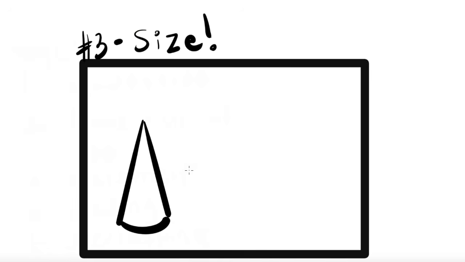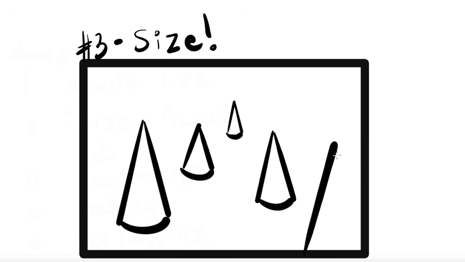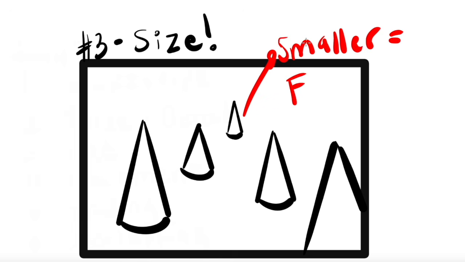For this example, we're going to draw a bunch of cones. We're going to make the objects that are closer to us larger, and everything's going to get smaller as it goes further away.